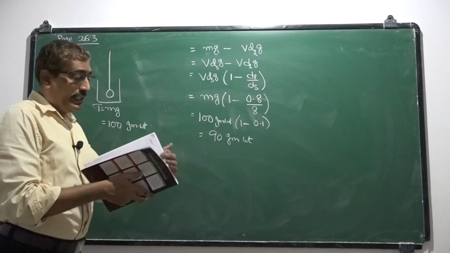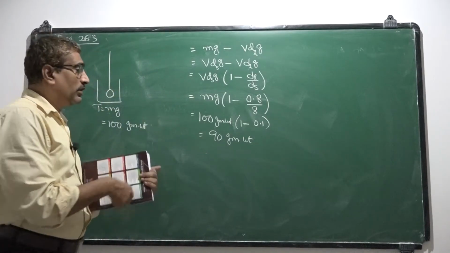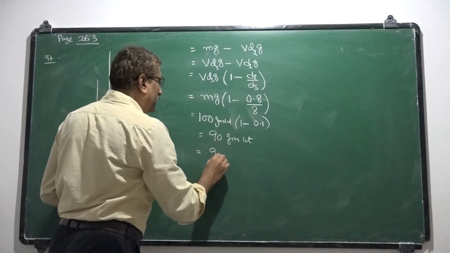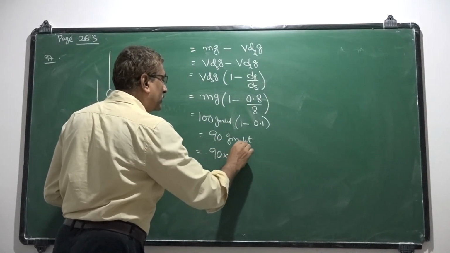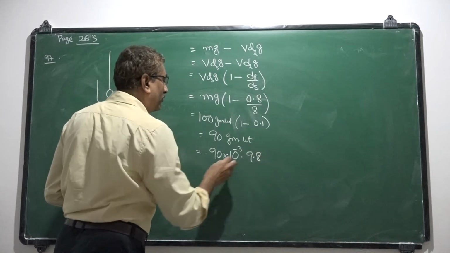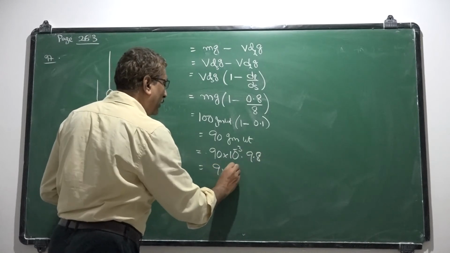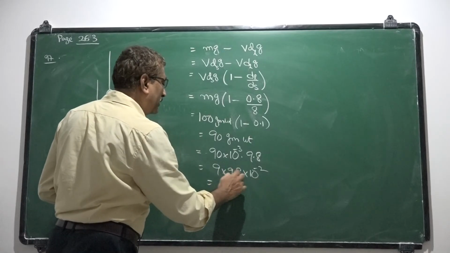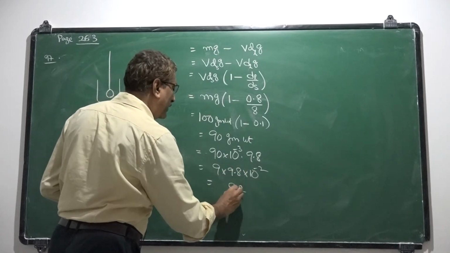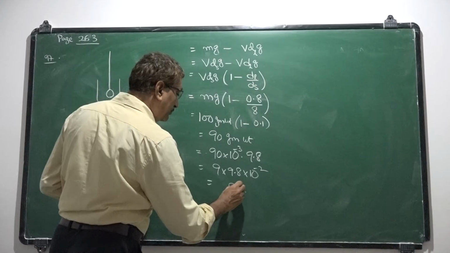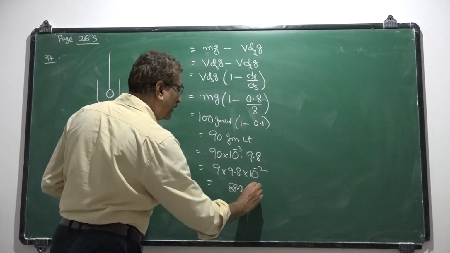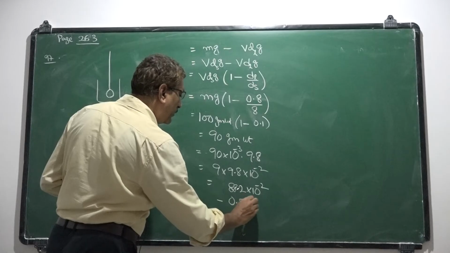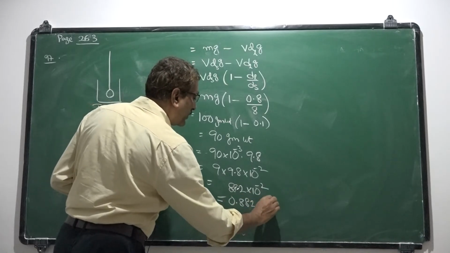The question asks to find it in Newton. So we have to convert it into Newton. To convert it into Newton, we multiply by g. Gram means 10 to the power minus 3, into weight means 9.8. That is 9 into 9.8 into 10 power minus 2, that is 88.2 into 10 power minus 2. That is 0.882 Newton.